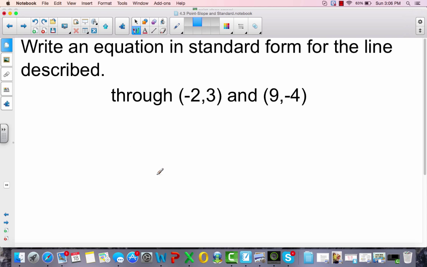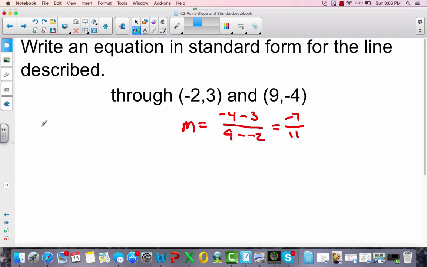Okay, write an equation in standard form for the line described. It goes through negative 2, 3, and 9, negative 4. Well, the first thing we want to do is find the slope. So we go m equals y2 minus y1 over x2 minus x1. So that gives us negative 7 over 11 is our slope.